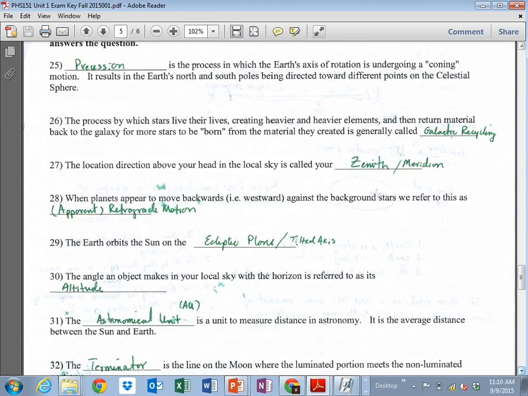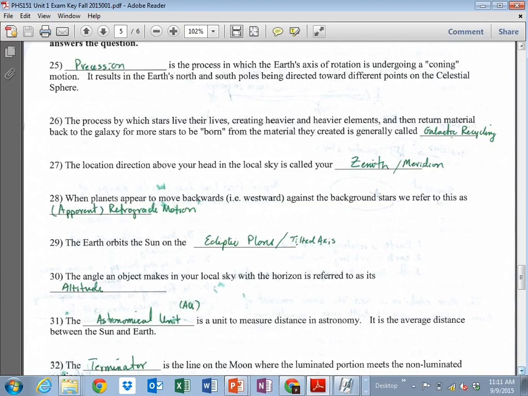Question 27, I was really after zenith, but I didn't like the way it read, so I definitely would take meridian too. The location directly above your head in the local sky is called your zenith, or meridian. So it's called your zenith. Meridian goes from due north to due south through the zenith. Question 28, I was after apparent retrograde motion, which is when the planets appear to go backwards.